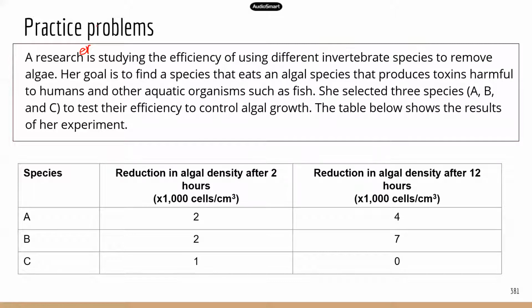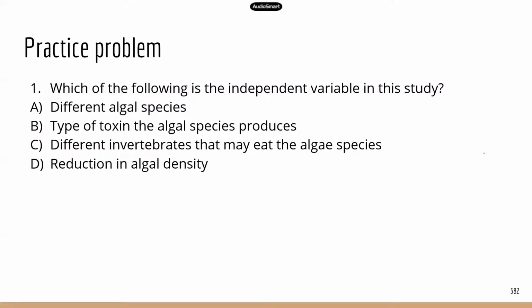So the table below shows the results of her experiment. These are different species, and reduction in algal density after 2 hours, and the next column is reduction in algal density after 12 hours. So based on the information, we have question 1. Which of the following is the dependent variable in this study?